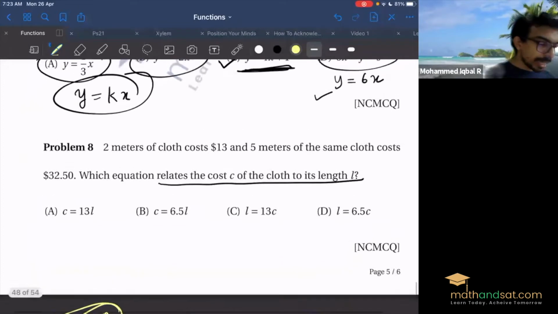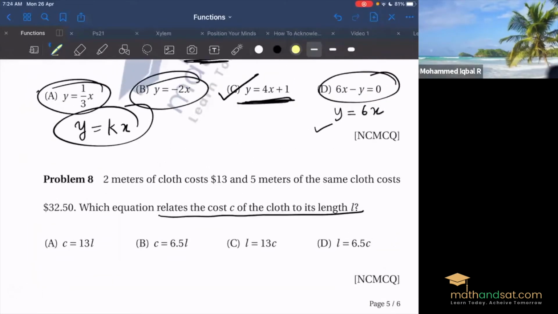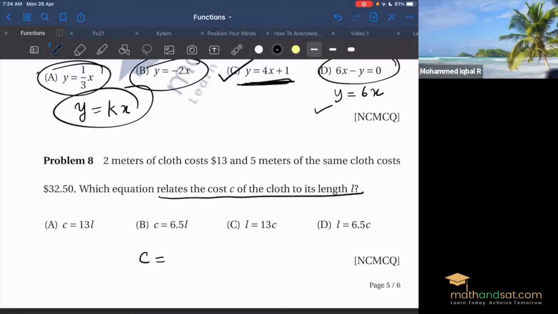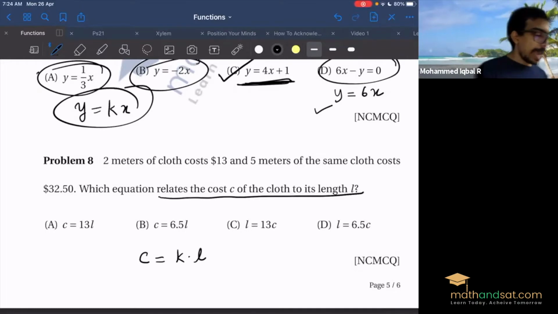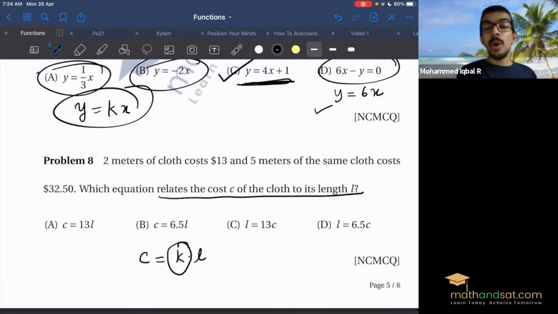So in this case, the cost is proportional to the length. So your cost is some k times L. And this is what we call the constant of proportionality. The constant of proportionality will represent the cost of unit length, the cost for 1 meter. Right? Because when you substitute L is equal to 1, your cost becomes k.